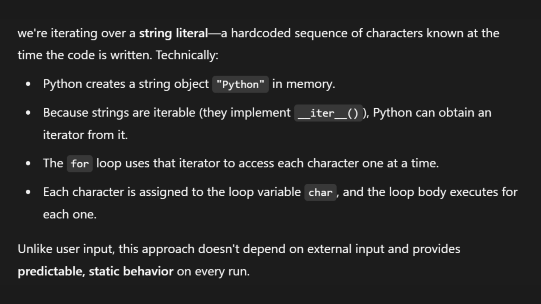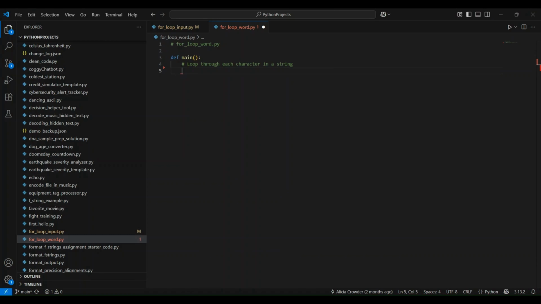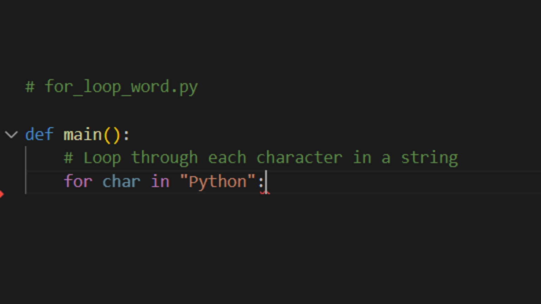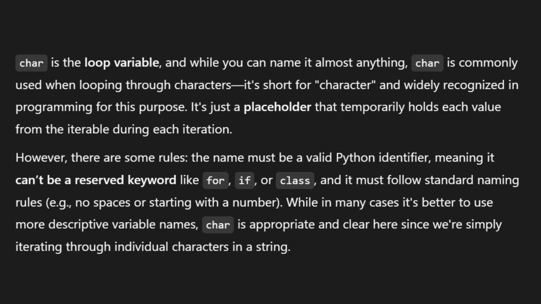Instead of getting input from the user, this time we'll loop through a fixed string. On the next line, type for char in Python. Always make sure you've got that colon. Notice I'm using char instead of letter for the loop variable. You can name this variable anything you want. It's just a placeholder that holds each character as we go through the string. Got your indent now, and print char.